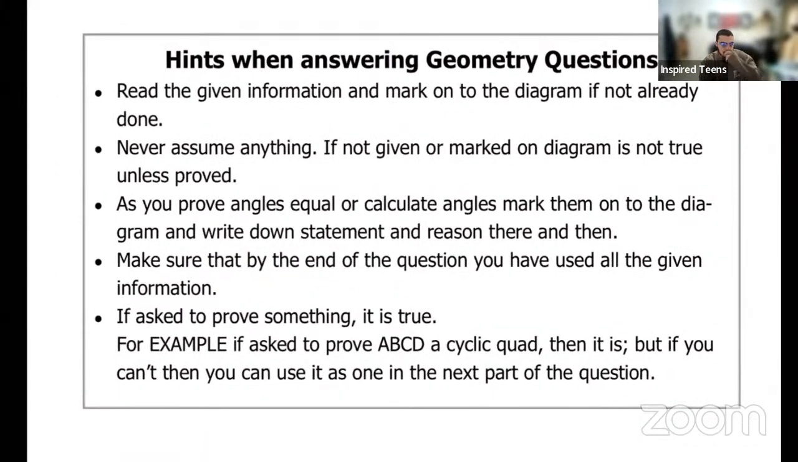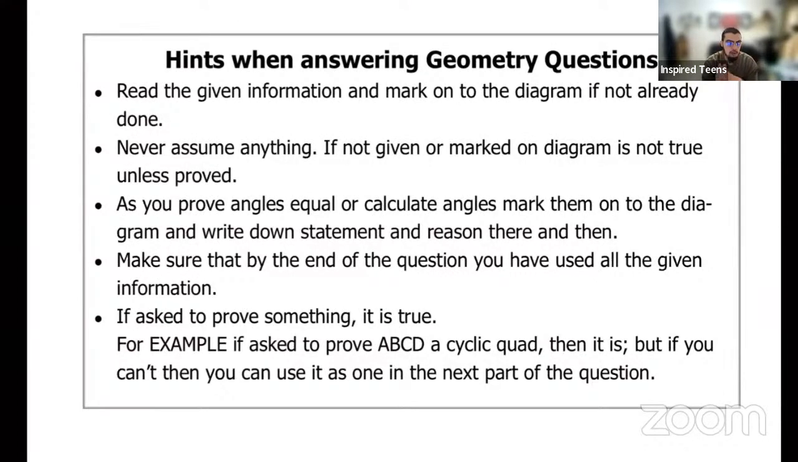Hints when answering geometric questions. I'm going to add on to this probably some of my own things, but these are things that I have mentioned previously, at least a few times. Maybe we haven't gone through it explicitly, but what I want to do is work through this with you guys, the hints. Important things that you need to keep in mind when answering a Euclidean question.